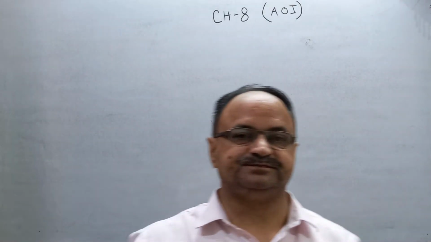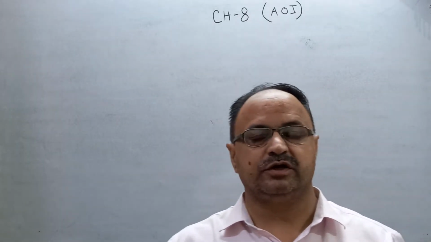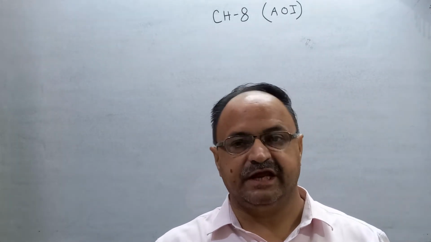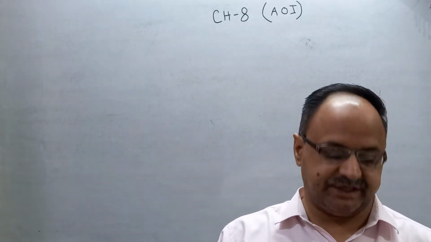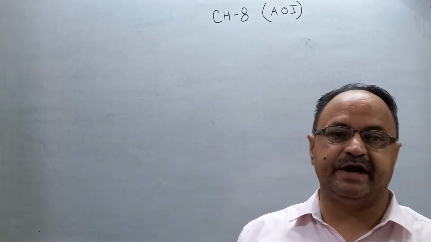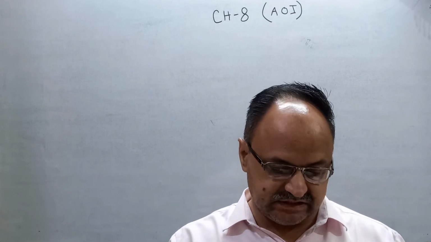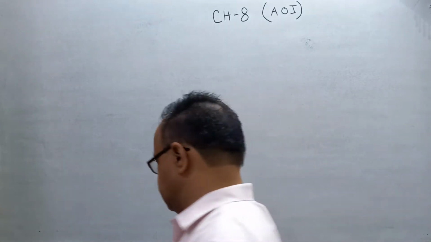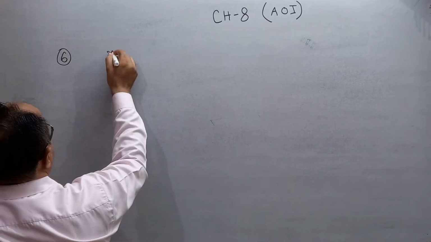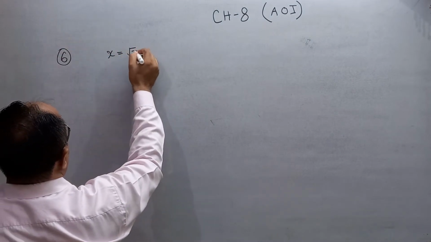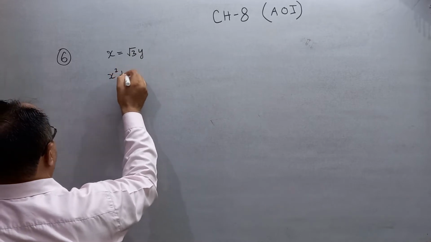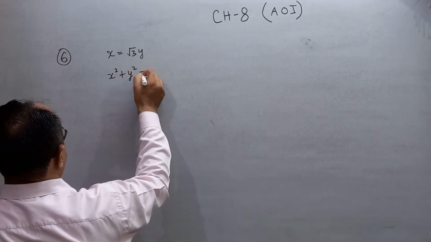Hello students, today I am going to continue with the same topic, that is application of integral, chapter number 8 and question number 6. Find the area of the region in the first quadrant enclosed by the x-axis and the line x is equal to root 3y and x square plus y square is equal to 4.